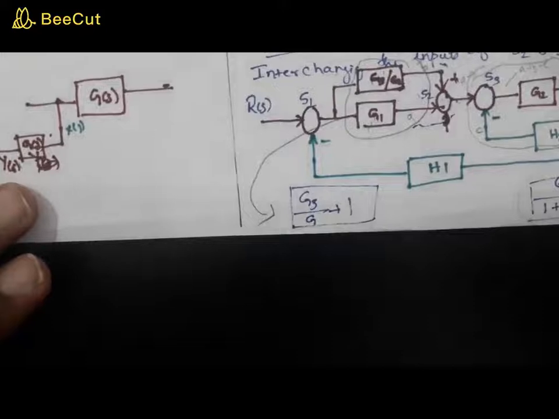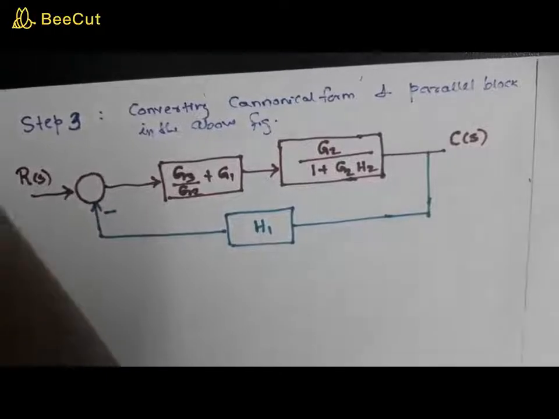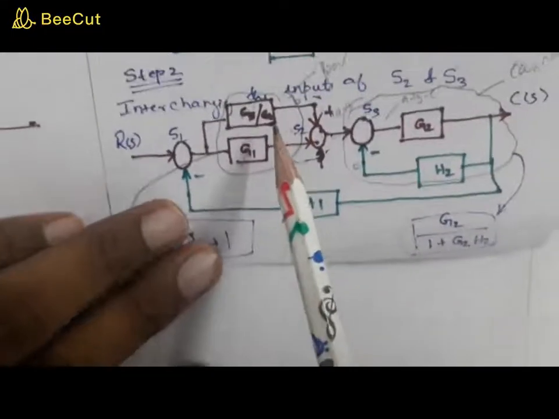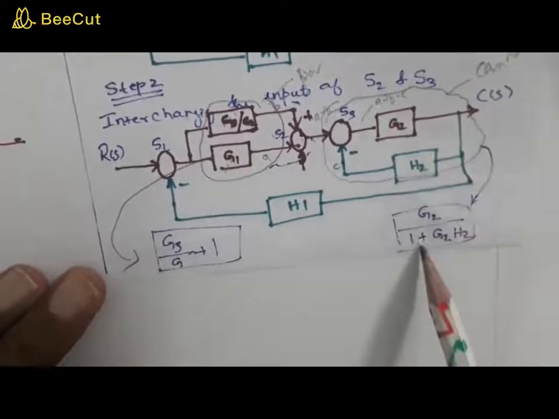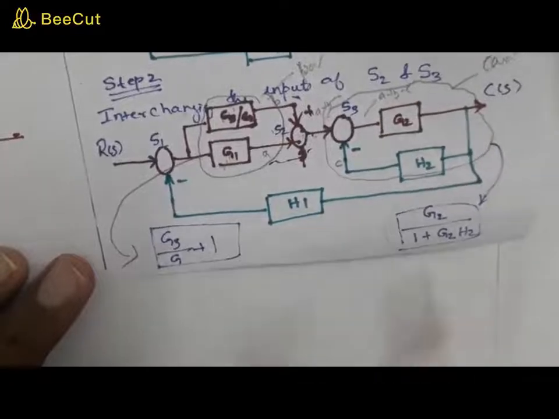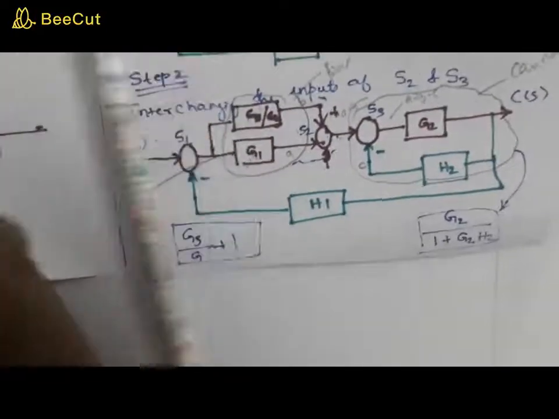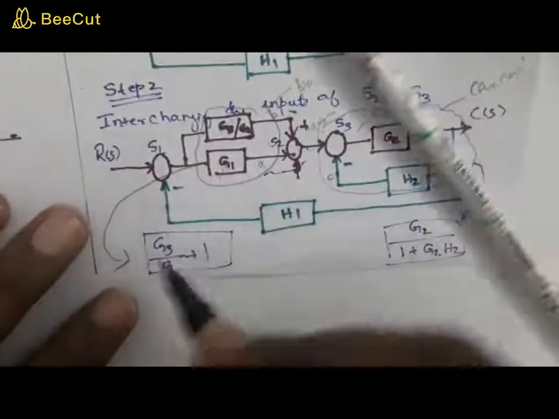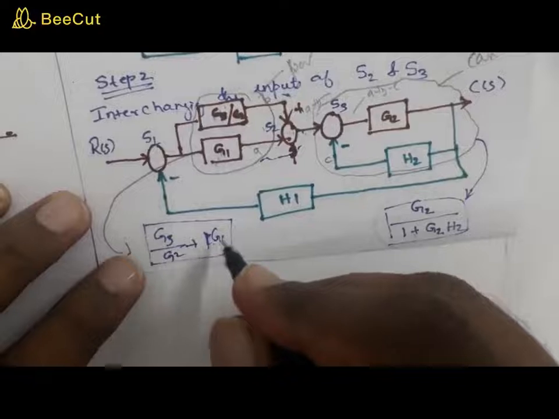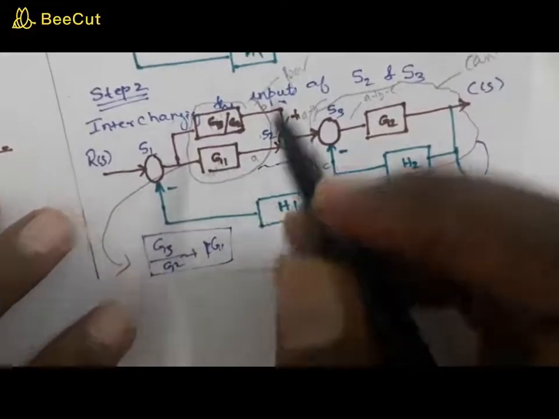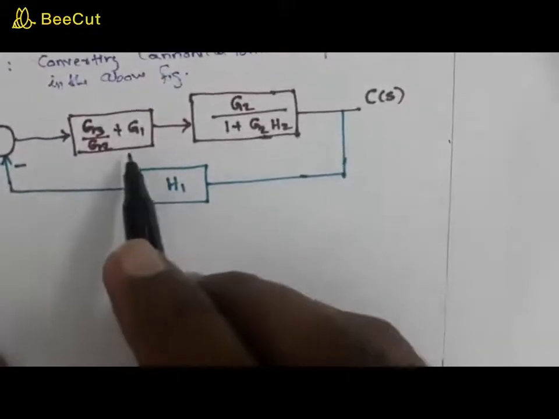That's step 3. So here comes the step 3. I'm just again explaining that. Say you have a parallel block and a small canonical form. Now this canonical form is replaced by this block g2 by 1 plus g2 h2, and this is g3 by g2 plus g1. It's not 1. This is plus g1. g3 by g2 plus g1. This is the parallel block. Now replacing that as a single block, you will be getting like this.